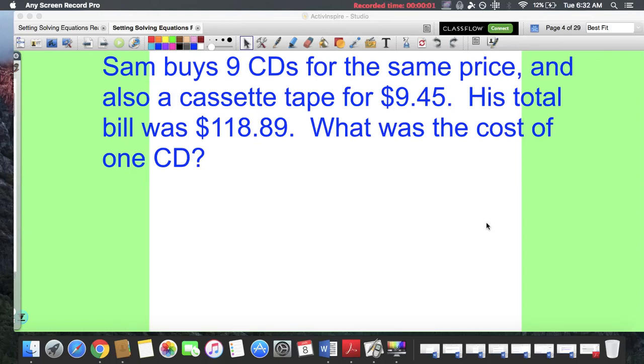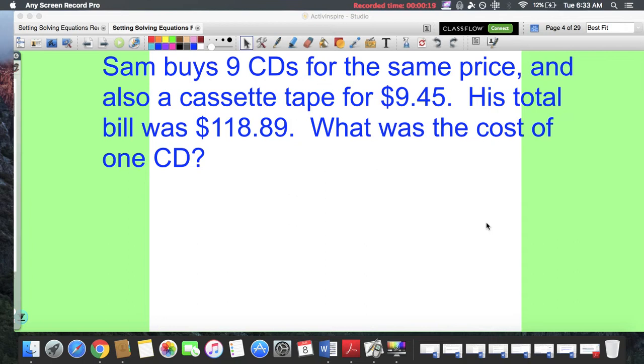So I'm gonna start here. Sam buys 9 CDs for the same price and also a cassette tape for $9.45. His total bill was $118.89. What was the cost of one CD?